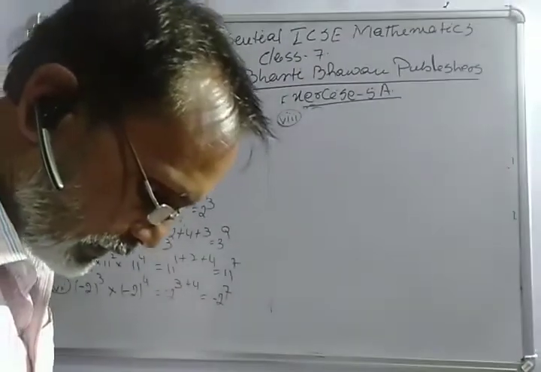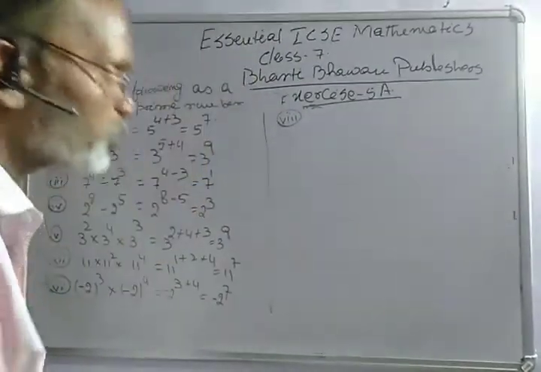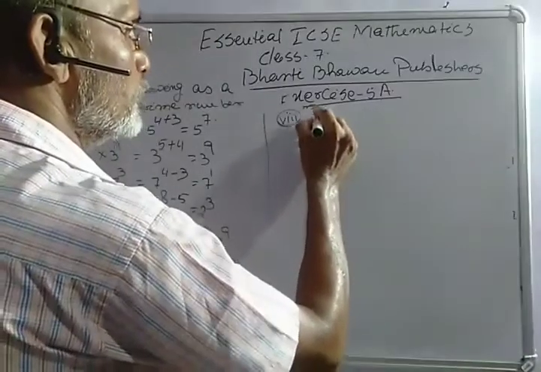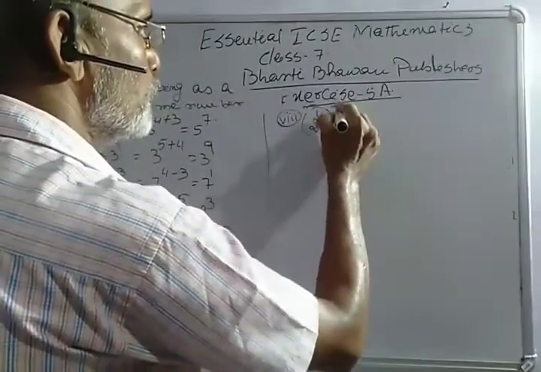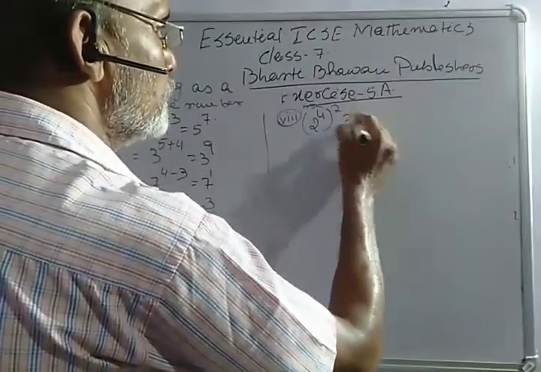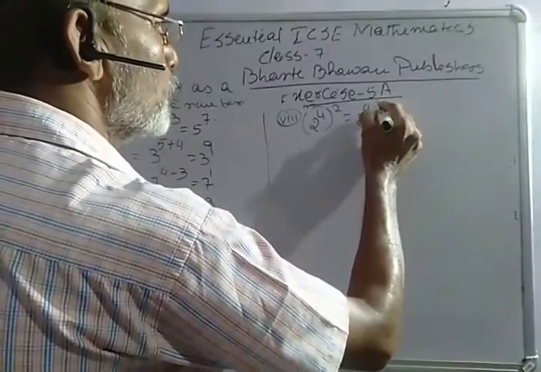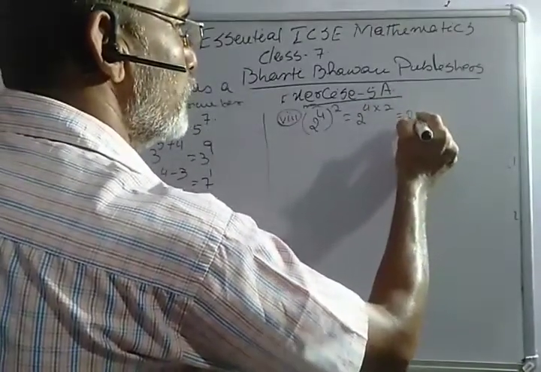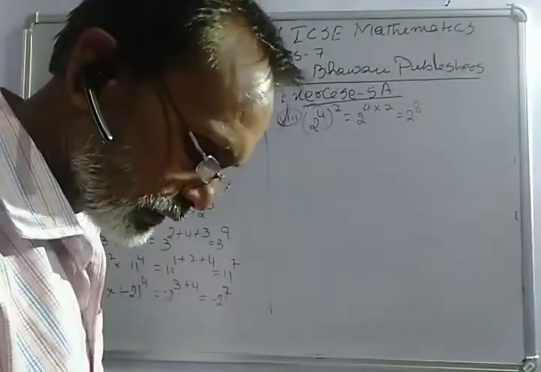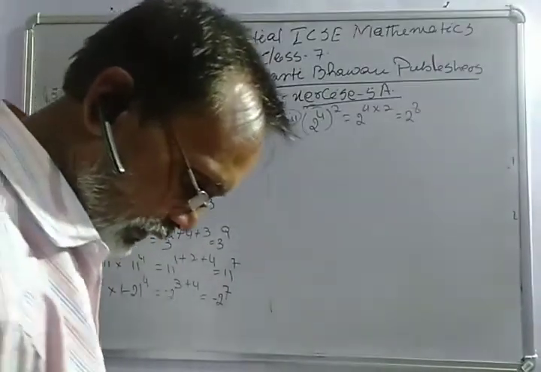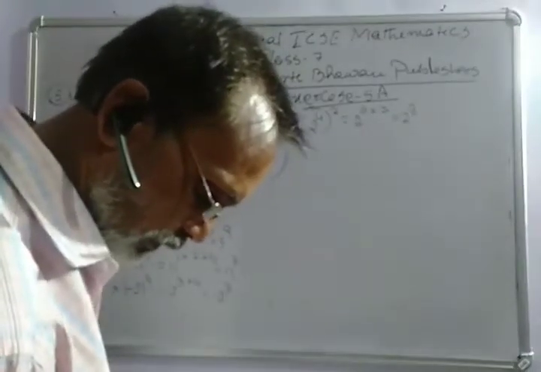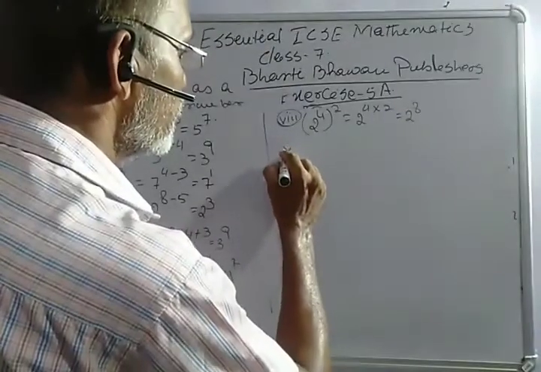Number 8 is 2 to the power 4, whole to the power 2. This is equal to 2 to the power 4 into 2. This is equal to 2 to the power 8. Then the next one is number 9.